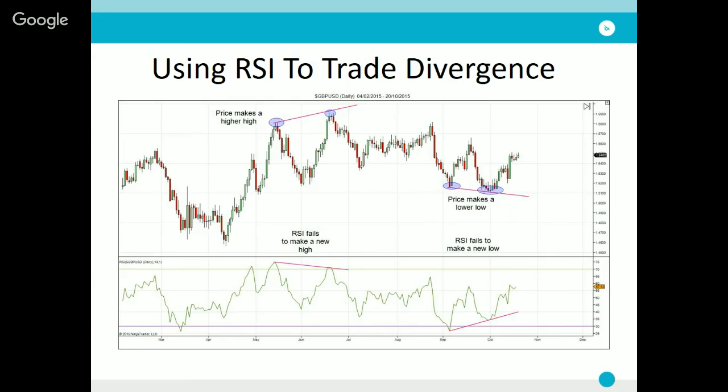We're looking for a move in price which isn't supported by the RSI indicator, again suggesting that a reversal is likely. So let's take a look at an example, and just to reiterate, if you have any questions, please just write them in the chat function and I will stop to answer them.